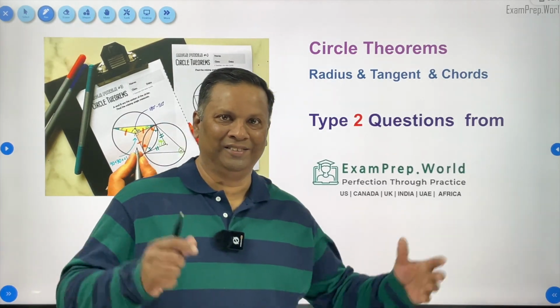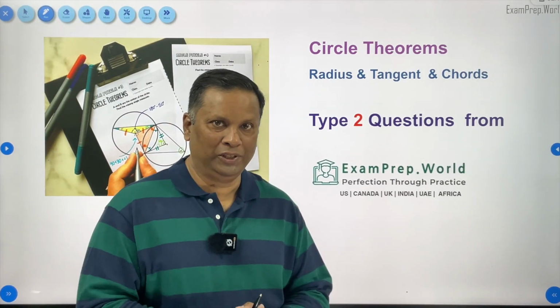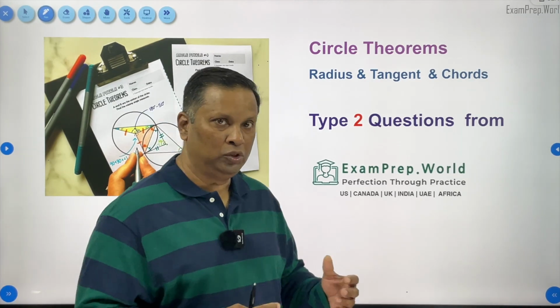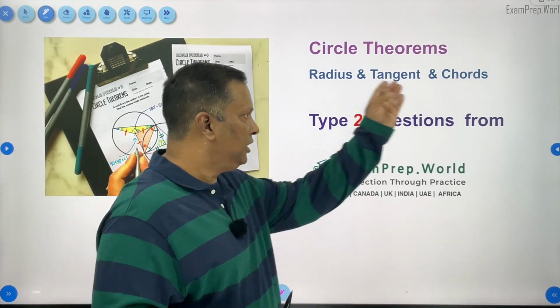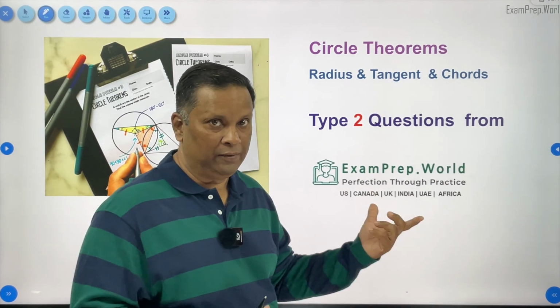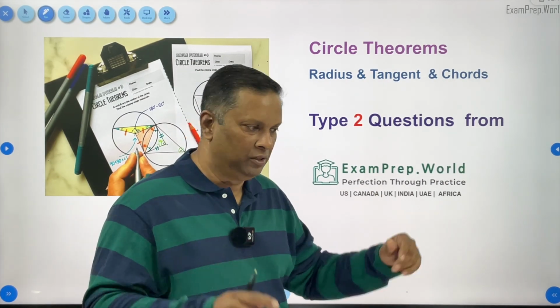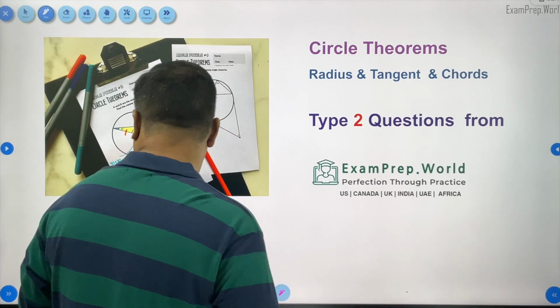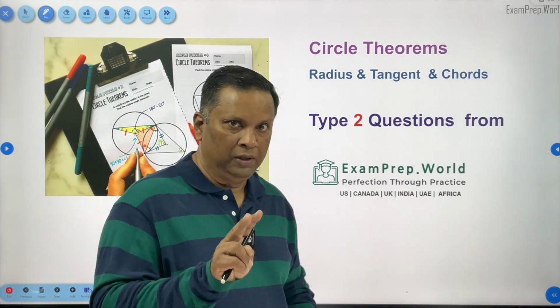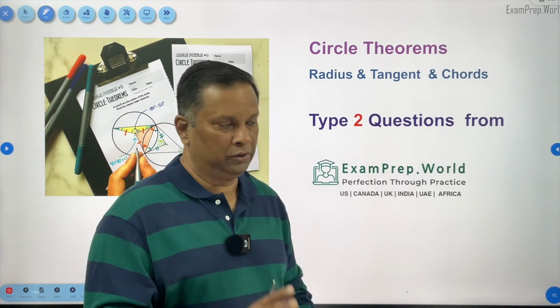Hello, welcome children. So we come to type 2 questions of circle theorems, and these are the questions where you have radius, tangent and chords, all three things together. So we'll solve these kinds of questions, and the theorem is very simple. I'll show you what the theorem is. I'll tell you two tricks which you will use to solve all these questions.